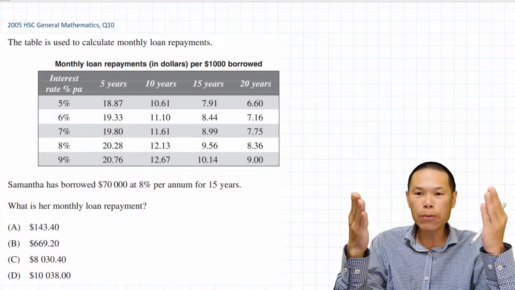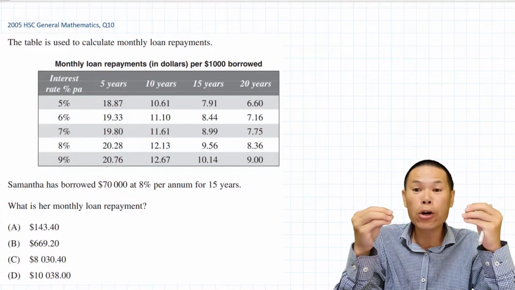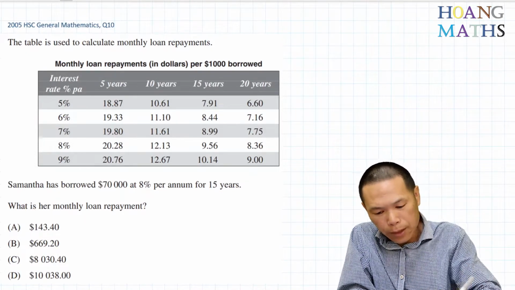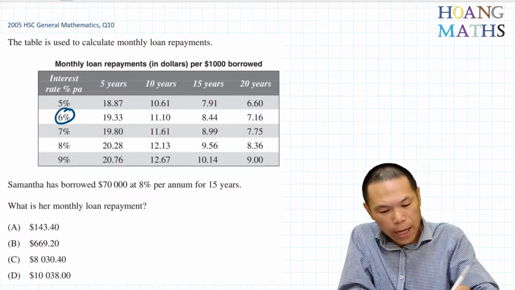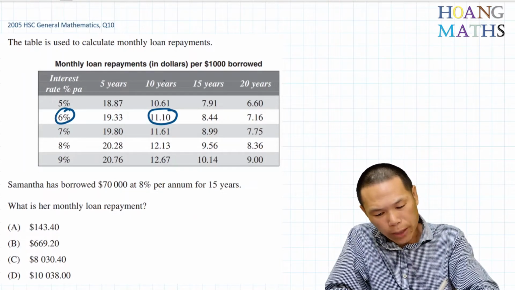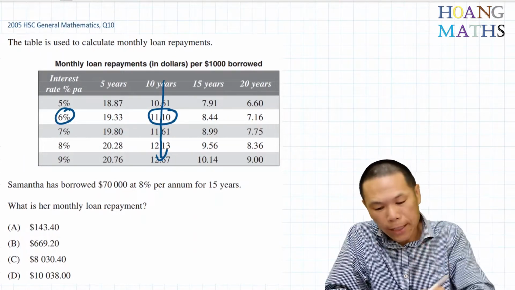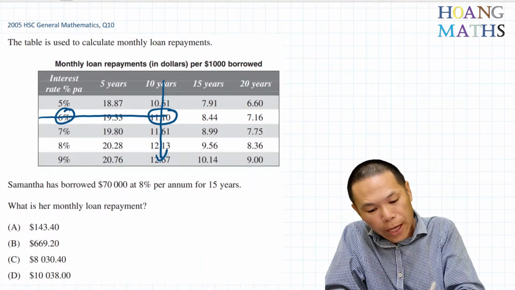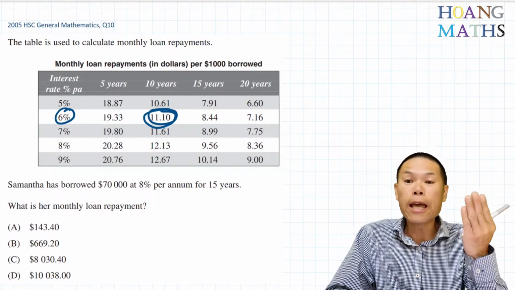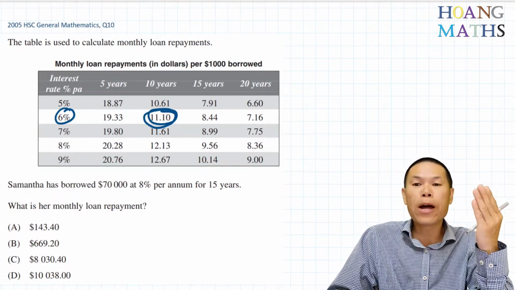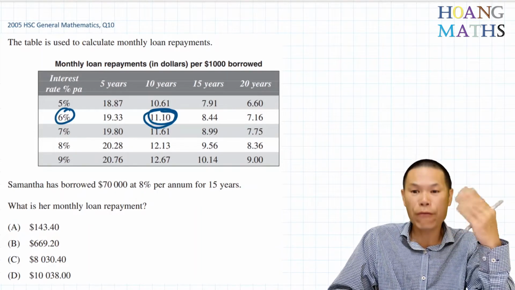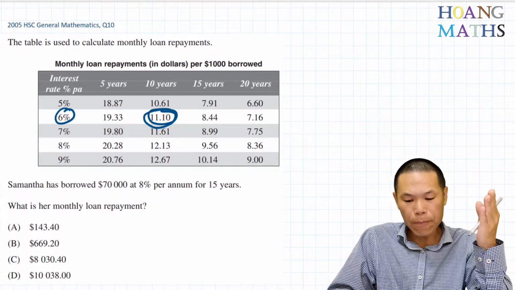First one, the table shows the monthly repayment for borrowing $1,000. For example, if you borrow $1,000 at 6% per year for 10 years, we look at the 10 year column and for 6%, we look at the 6% row. And this is the one that we need to pay, which is $11.10. So if you borrow $1,000 for 6% per annum, that means you have to pay $11.10 every month for the next 10 years. Okay, so keep that in mind.